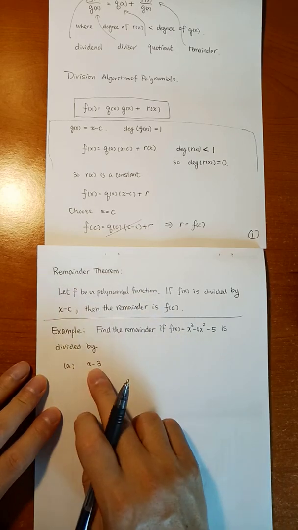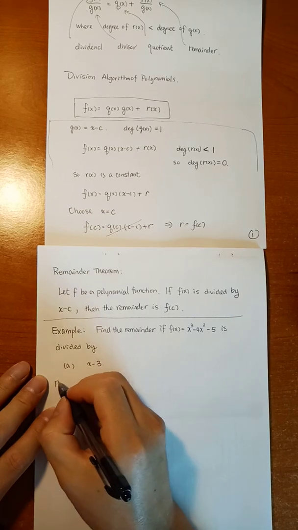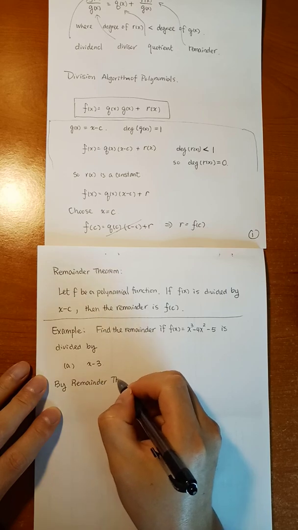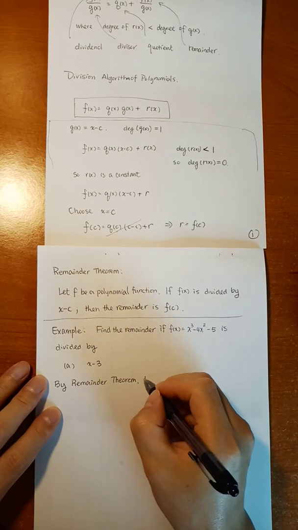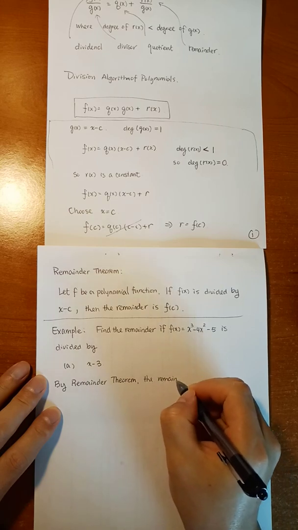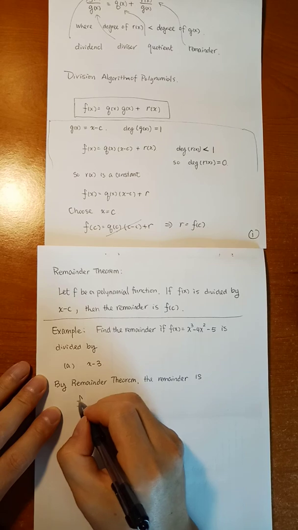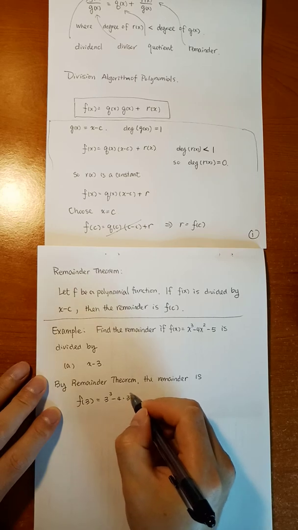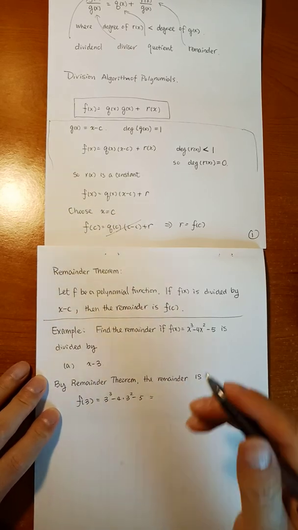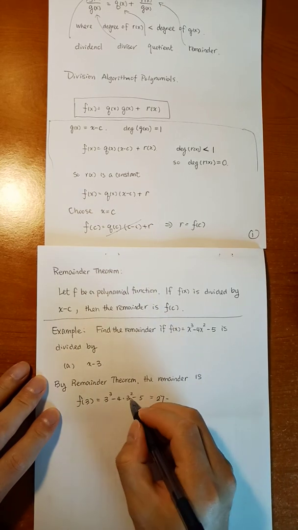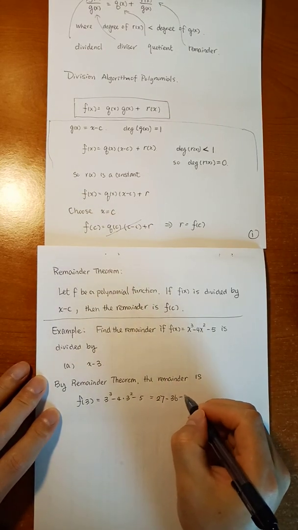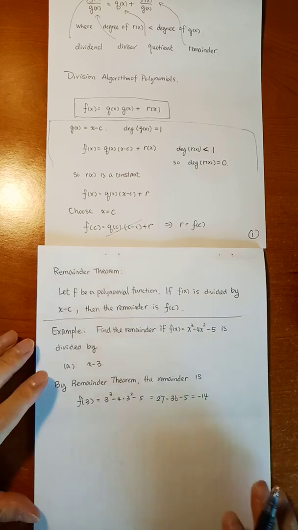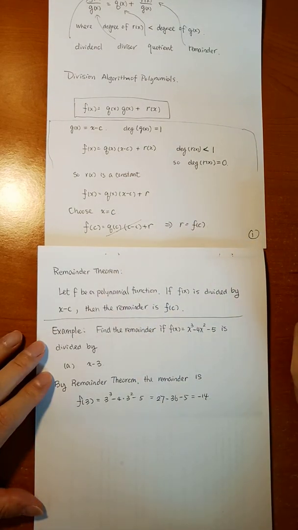You divide a polynomial by x minus c, then by the remainder theorem, the remainder is f(3). f(3) is 3 cubed minus 4 times 3 squared minus 5. 3 cubed is 27. 3 squared is 9, 4 times 9 is 36, and minus 5. It is equal to negative 14.